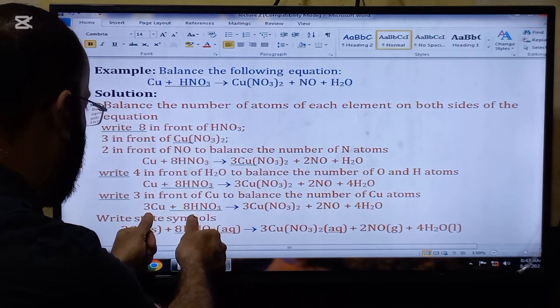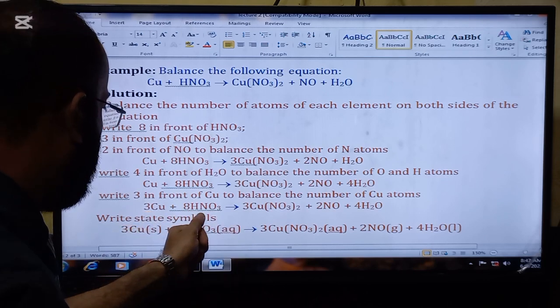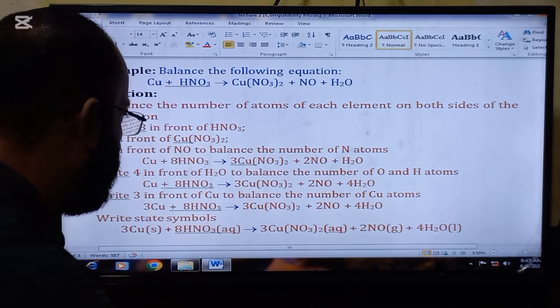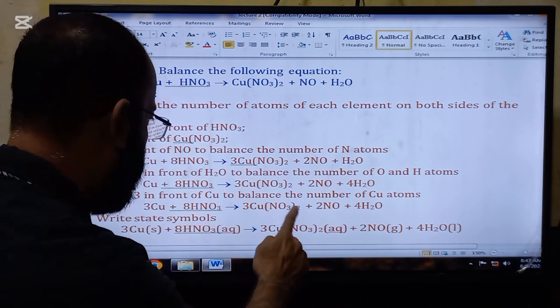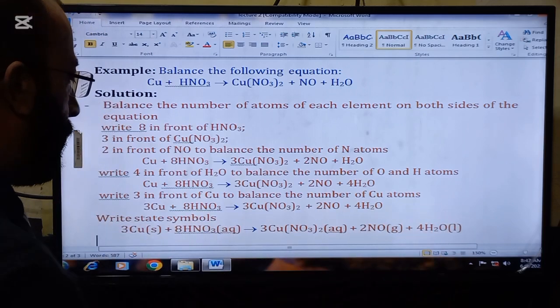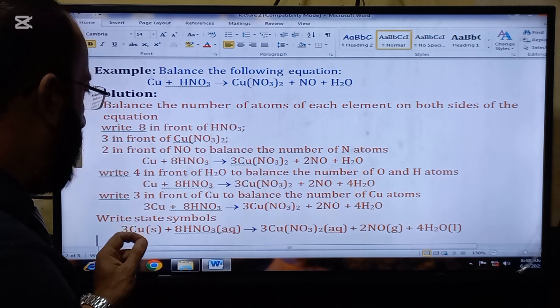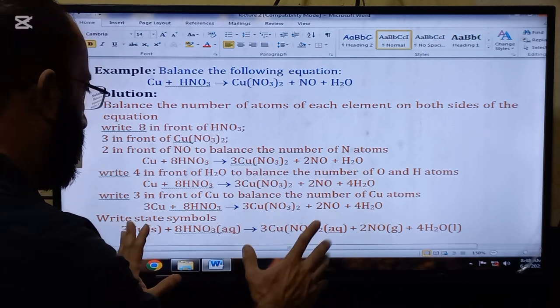Hydrogen atoms are also balanced. Oxygen atoms are also balanced. And now look at the N. So 8 N, and there are 2 3s are 6 and 2, 8. So nitrogen atoms are also balanced. So atoms of each element are balanced on both sides now.